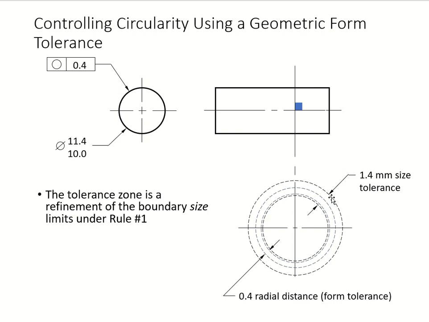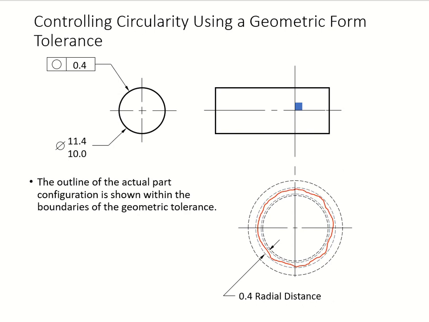And of course, from here all the way to here. This one is from here all the way to the little one right there. It's a little bit difficult for you to see. So anyway, this is a radial distance, and the form tolerance is inside of the size tolerance. So that's what it wants to show you.